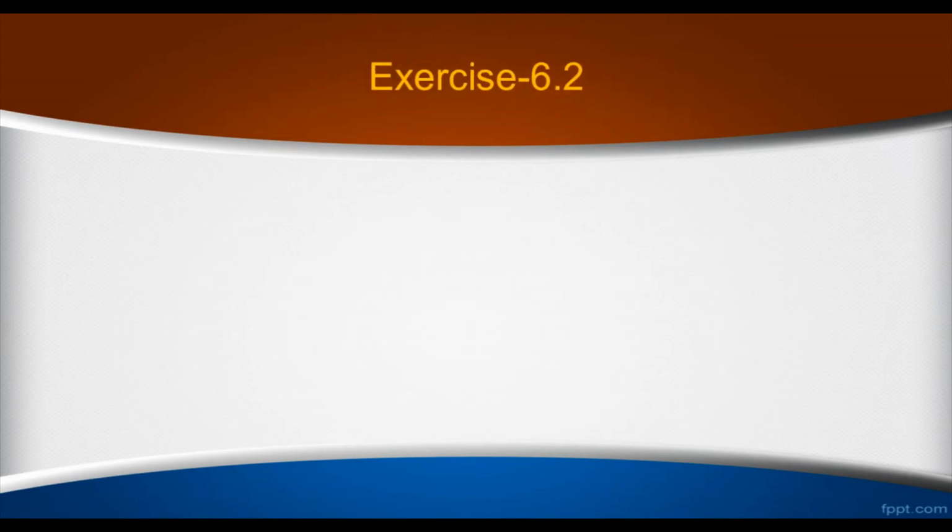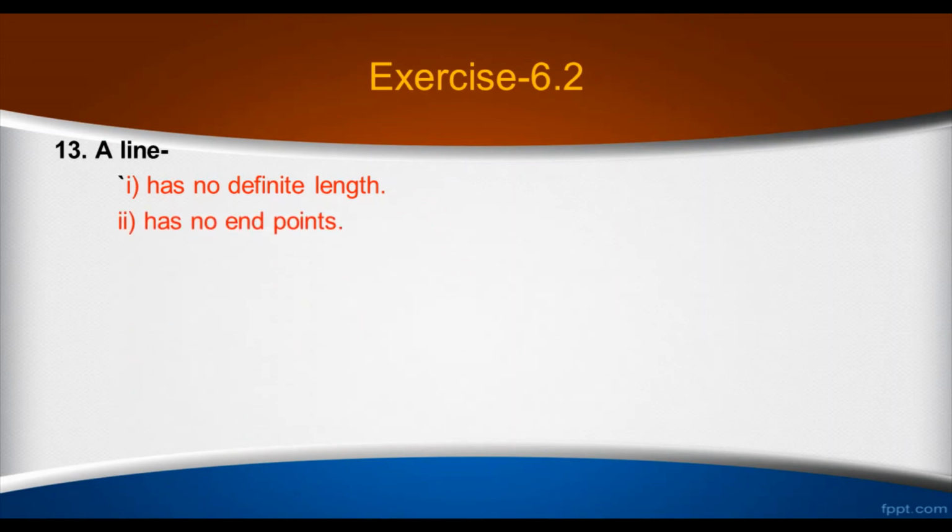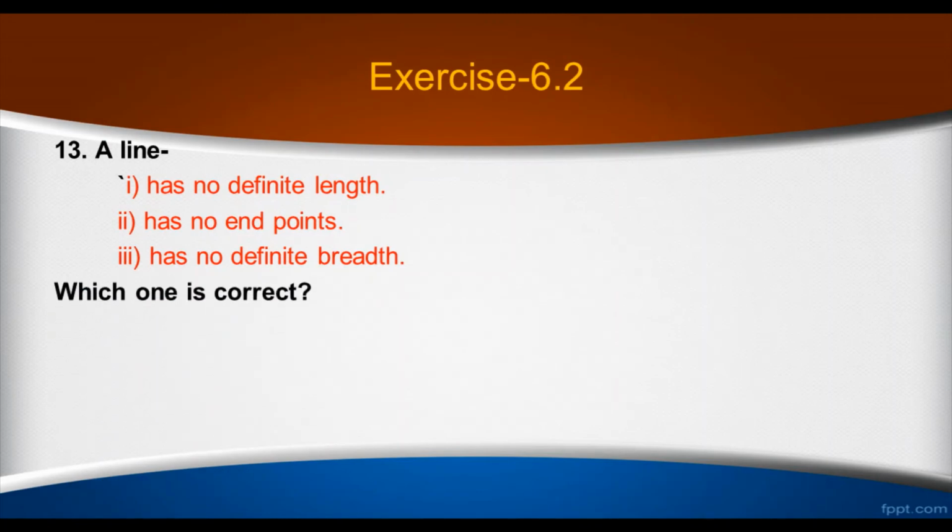Now, next question, my dear students. A line has no definite length, has no end points, has no definite breadth. Which one is correct? These are the options: 1, 2; 1, 3; 2, 3; 1, 2, 3. So the answer will be A, my dear students, 1 and 2.